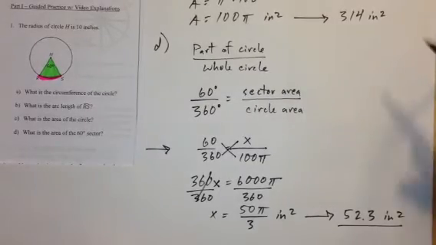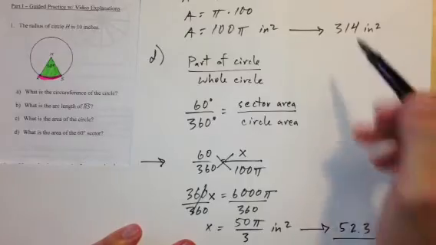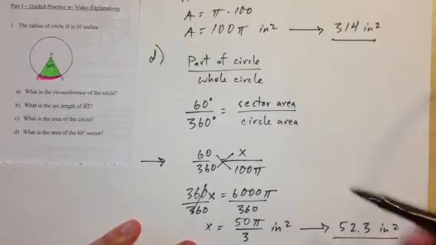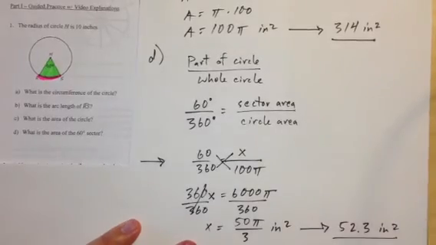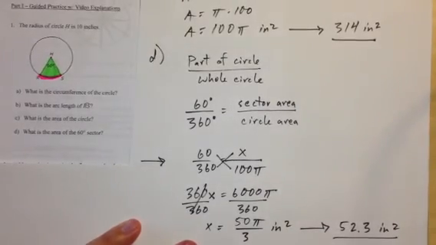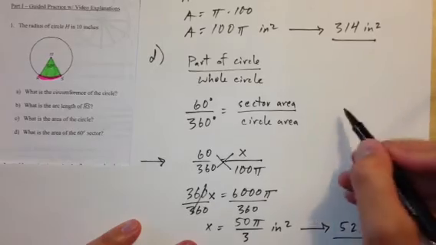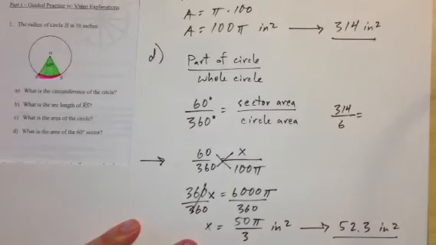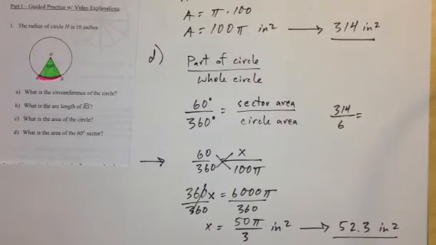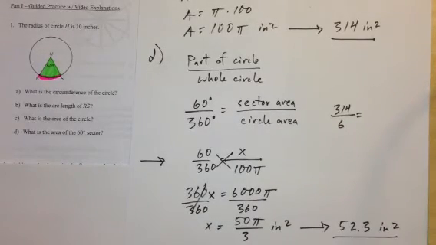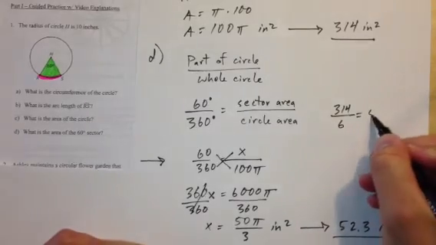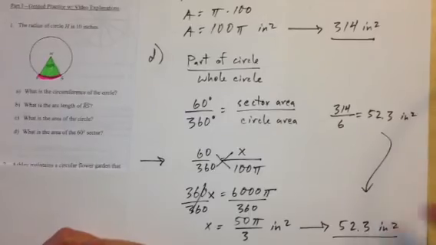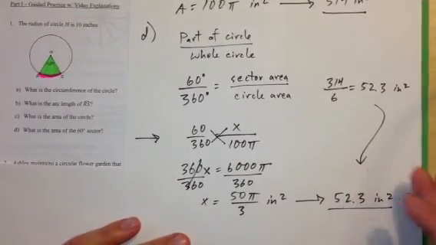Now let's think about this. The area of the entire circle that we calculated up here was 314 square inches. Just like in the arc length problem, we know that this part of the pie is 1/6 of the pie. So what we could have done, essentially, was just do 314 divided by 6, which equals 52.3 square inches, which is the same answer that we got setting up and solving the proportion.